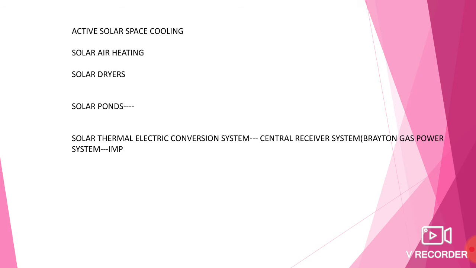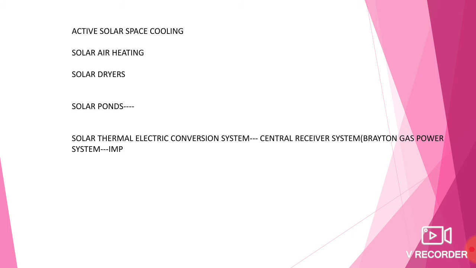Again, I told you about absorption air conditioning, which is one type of space cooling or solar cooling of buildings. And the second is the lithium bromide-water (LiBr-H2O) system. So, that is about solar space cooling.